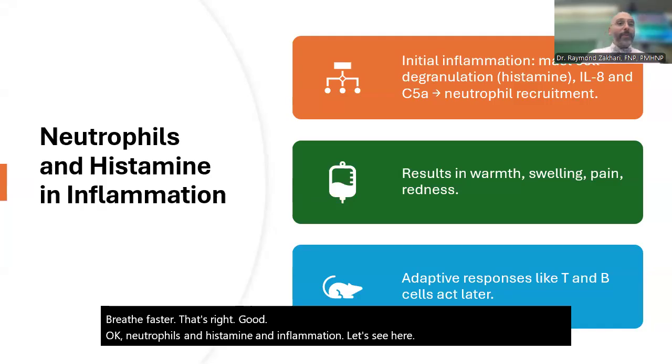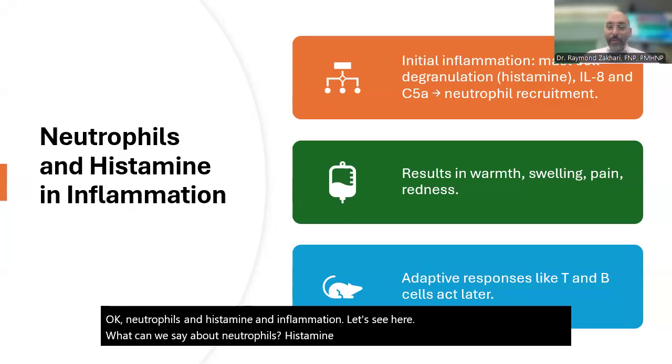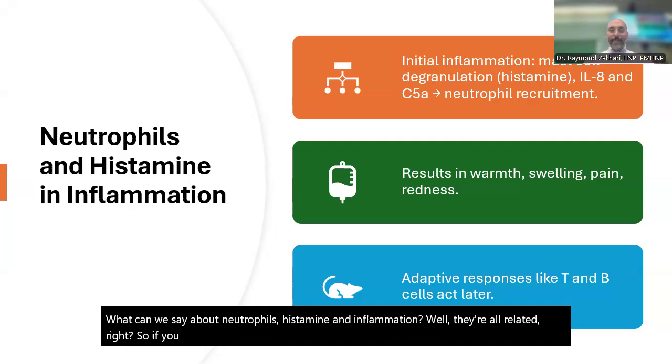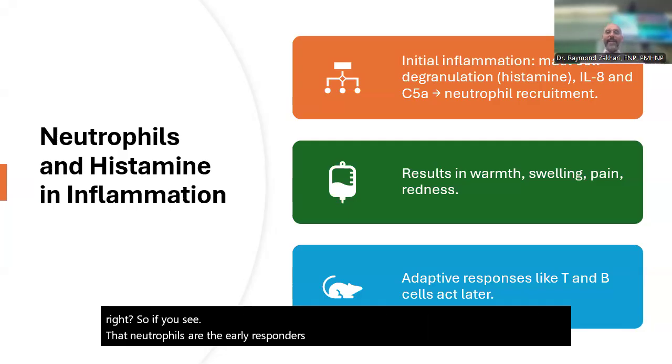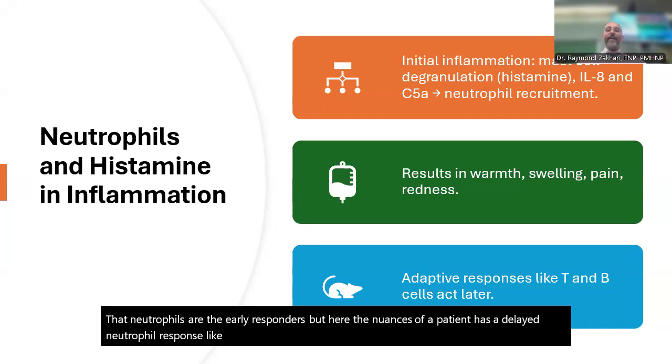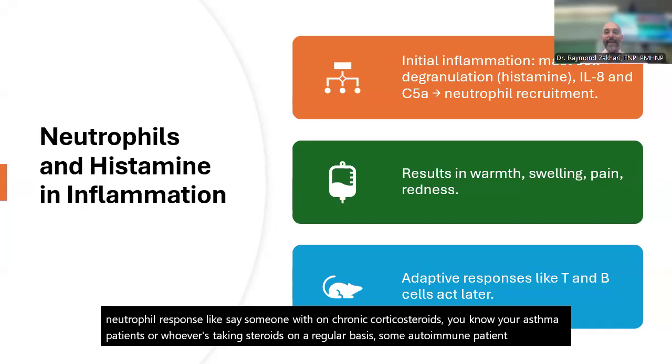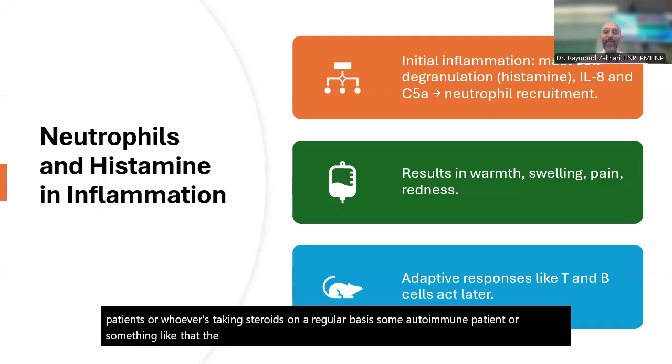What can we say about neutrophils, histamine, and inflammation? Well, they're all related, right? So neutrophils are the early responders, but here are the nuances. If a patient has a delayed neutrophil response, like someone on chronic corticosteroids, your asthma patients or whoever's taking steroids on a regular basis, some autoimmune patient, the implication for wound healing is diminished. Not zero, diminished. And what about histamine?